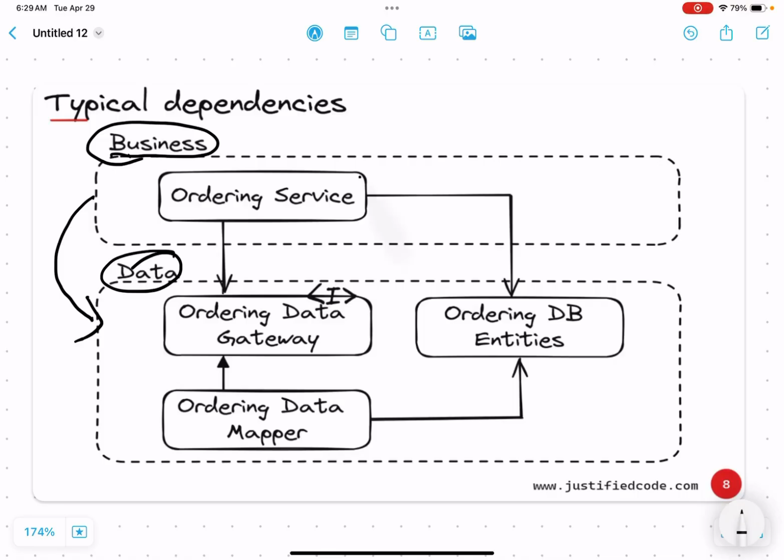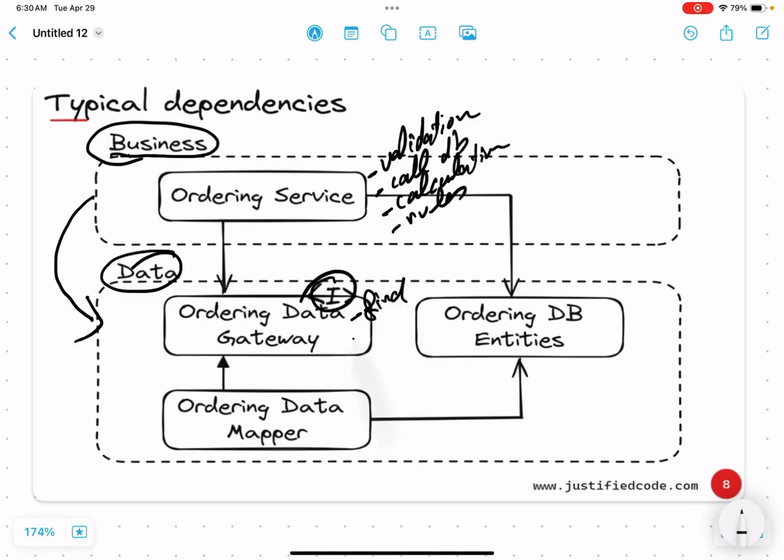We have the ordering service, where validation of business rules resides, calling the database, doing some calculation, and implementing some business rules. So this service needs to call the database. It depends on an interface that resides inside the data layer. This interface usually has a find method and an insert method.